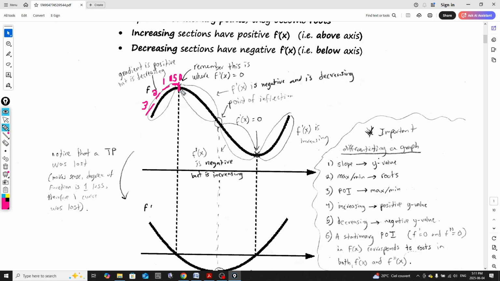Essentially what you realize is that whenever the graph of f is decreasing, all your slopes are negative. That means that corresponds to negative y values on the graph of f prime. And then again, we're back to increasing here. The slopes here are positive, so my y values are positive. Okay, let me erase that.